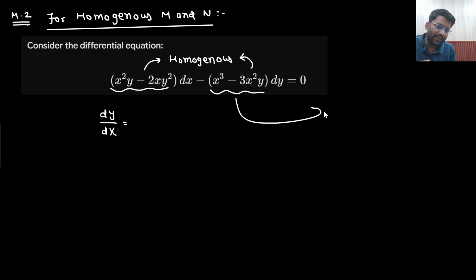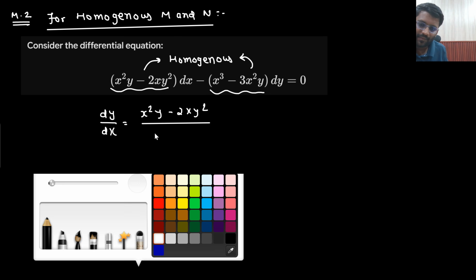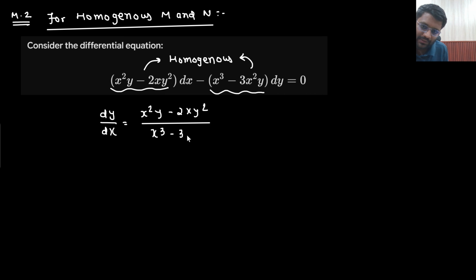You take this one aside. So what you will be getting is (x square y minus 2xy square) dx equals (x cube minus 3x square y) dy, right? And then you simply divide them. x cube minus 3x square y. Is that understandable to you or not?